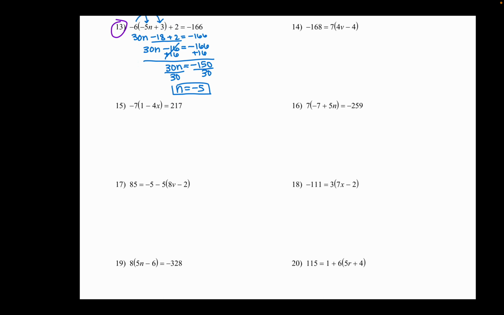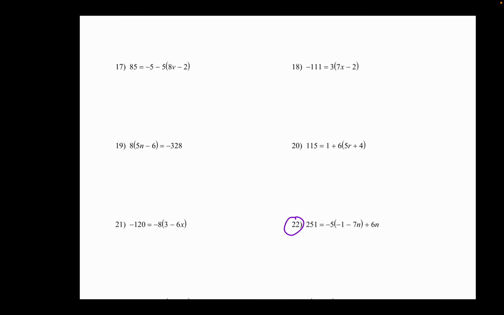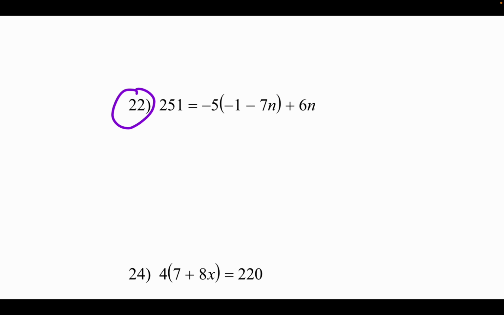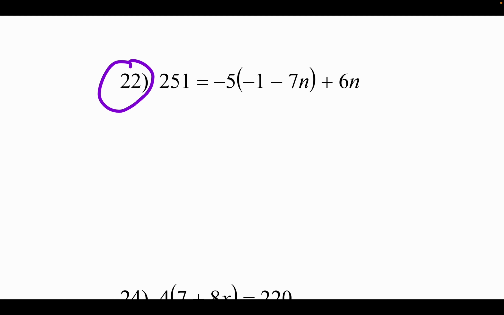Okay, the next problem in this video that we're going to go over is number 22. So again, on these ones, the first thing you will want to do is distribute. Get rid of those grouping symbols. The reason this one's tricky is we just kind of get mixed up with those negatives. So this becomes a +5 plus 35n. And then everything else is going to come down.